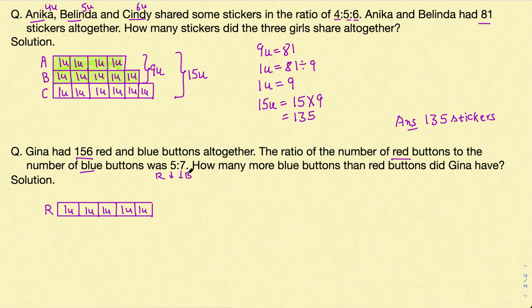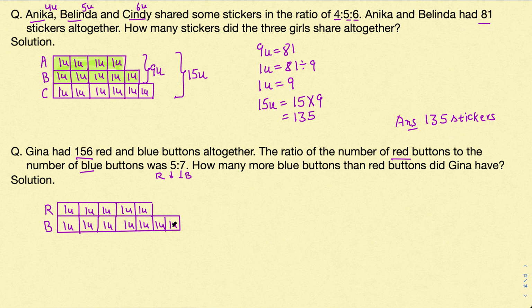Now how about the blue buttons? They are 7 units, right? So let's draw that as well quickly. It should be longer, right? Because they are 7. Okay, now so let's quickly divide it, and if you count it you will get they are 7. So it's 1 2 3 4 5 6 and 7. Okay, so there are 7 units of blue buttons and 5 units of red buttons, right?